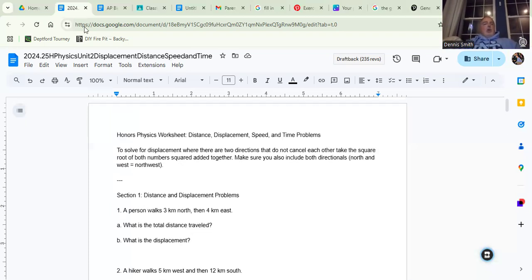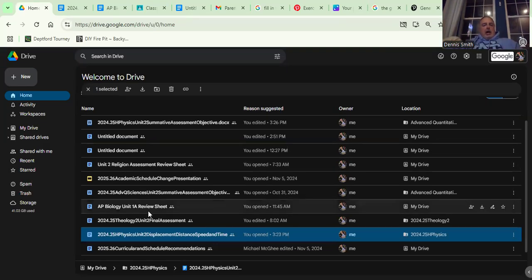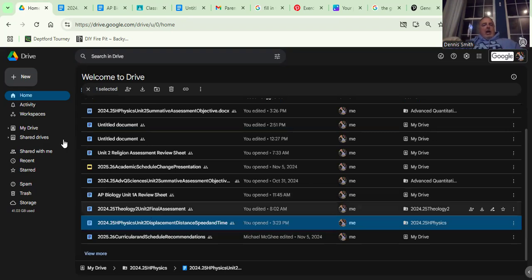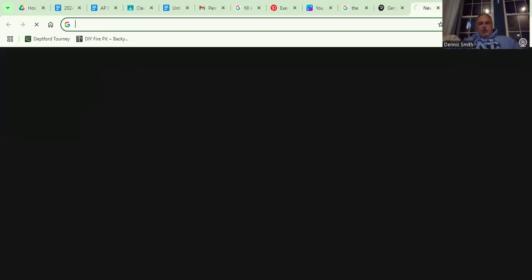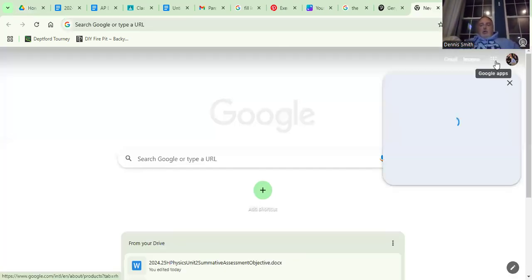Make sure that you also go to the last do now that you guys had to do. The last do now has most of the objective type questions that are going to be on the multiple choice part of the assessment.